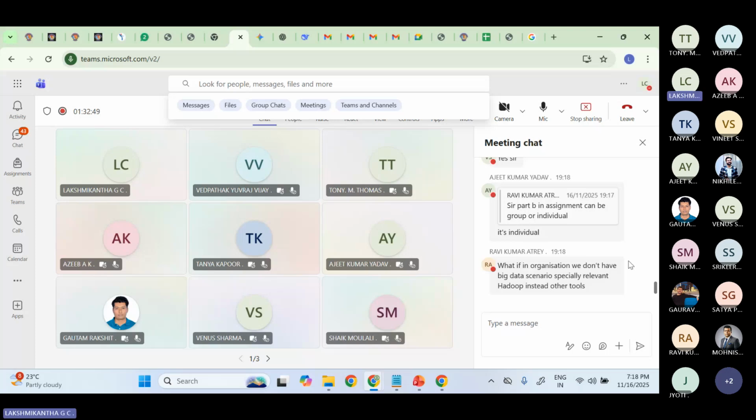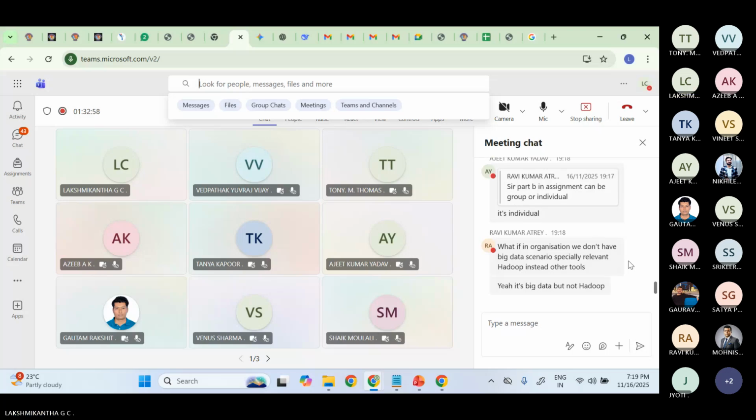See, in every field, we are going to get a huge amount of data. Either we are going to get structured data or unstructured data or semi-structured data. You're not getting data from your company.